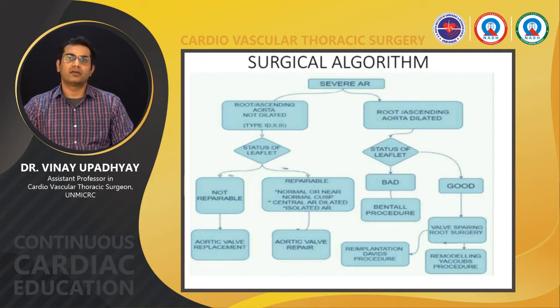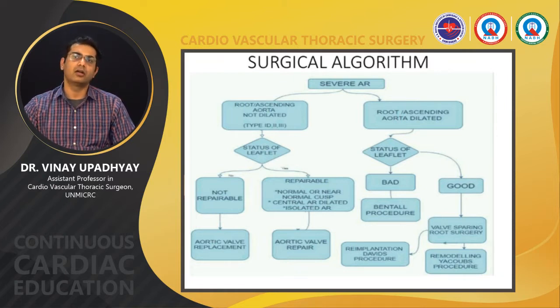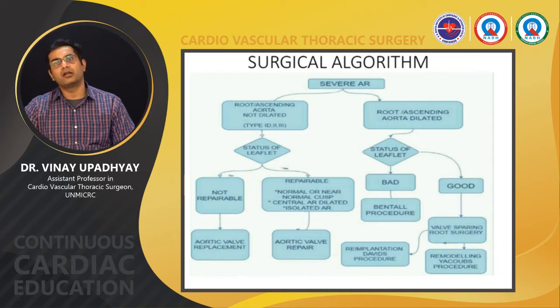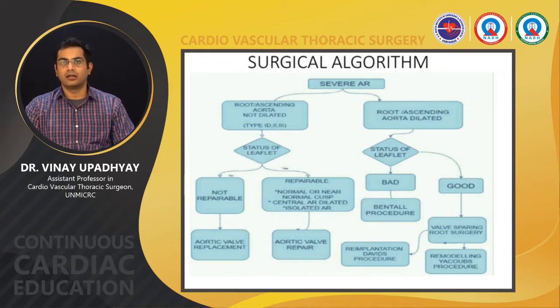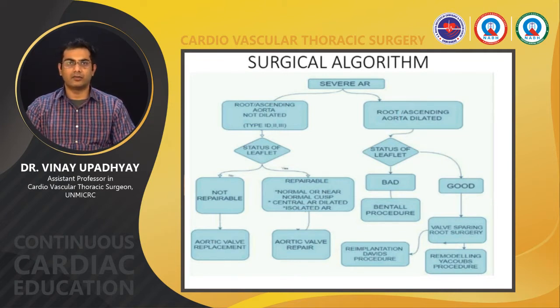If we have a patient with severe AR, as diagnosed and assessed by 2D echo, then we look for the status of the ascending aorta. If it is dilated, then we look for the status of the leaflet. If the leaflets are good coapting leaflets, quality of the leaflet is good, not thickened, commissure is fine, then we plan for valve sparing root surgery, like remodeling or reimplantation procedures. If the leaflets are not in good state, they are thickened, commissure is fused, or calcification is present, then we plan for the Bentall procedure.